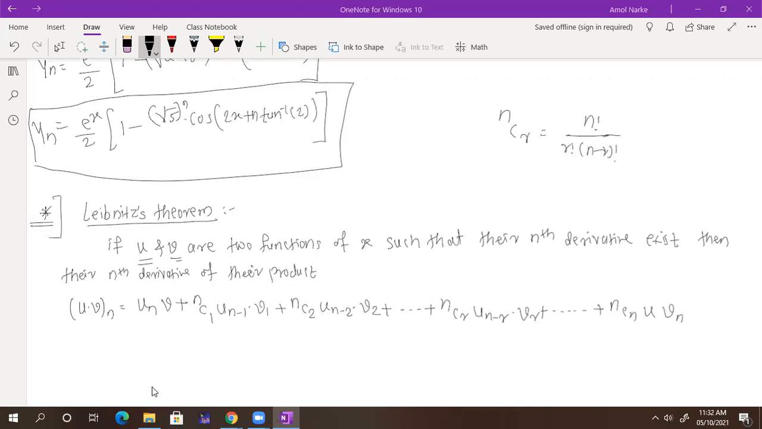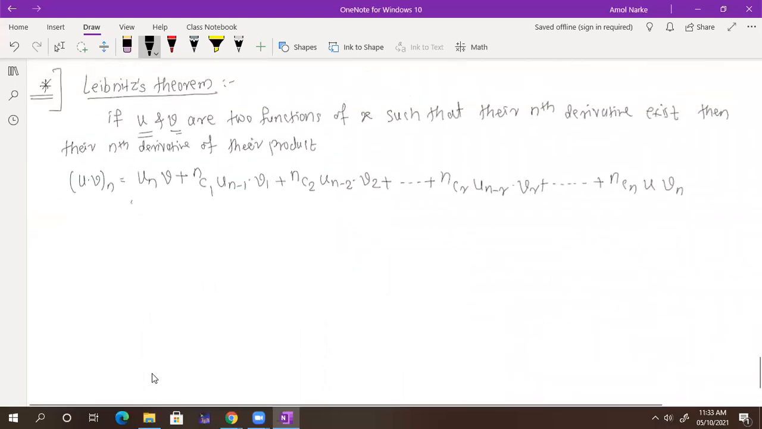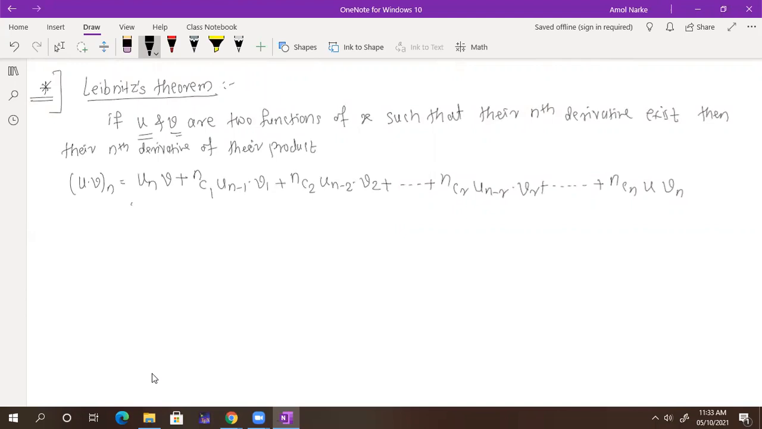Now the thing you have to consider here: suppose you are given some function as u into v. Which term should be u, and which term should be v? Can you please tell me? Which term should I consider as u and which as v? Let's take an example, and then tell me which term is u and which is v, and why. Example: y is equal to x into log x. Find yn. Tell me which term is u and which is v, and why.